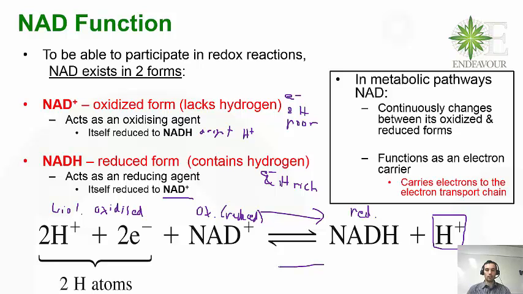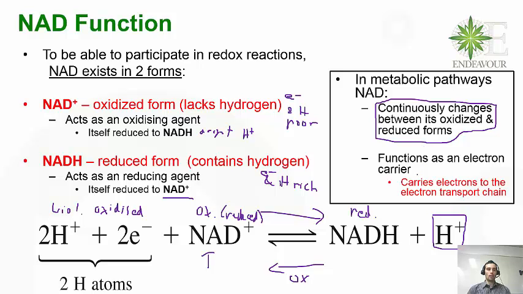And we can go back in the other direction as well, where we're doing an oxidation reaction to go from the electron and hydrogen rich form, NADH, to the NAD+ form, which is electron and hydrogen poor. Just like our FAD, the NAD will continuously change between these oxidized and reduced forms when it participates in these redox reactions. We'll see that the NAD is extensively used in a lot of metabolic reactions, especially in the citric acid cycle. And it also has the function of carrying electrons to the electron transport chain.